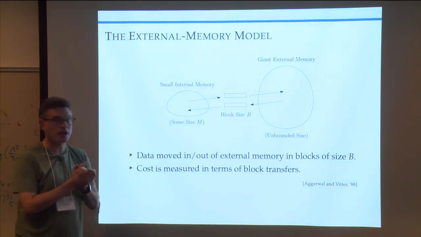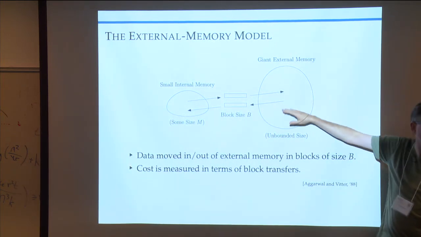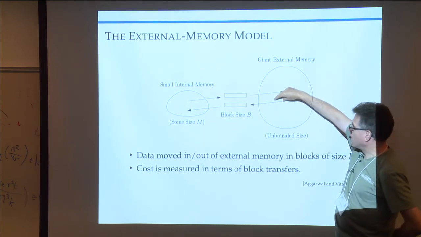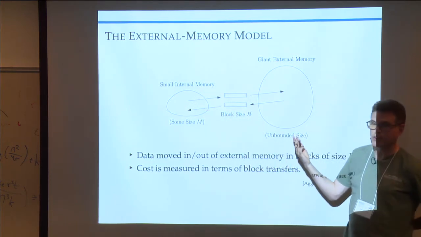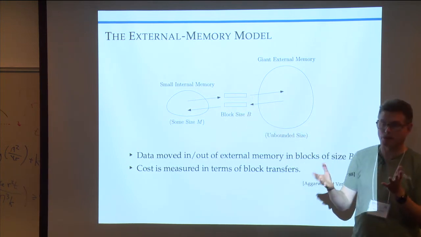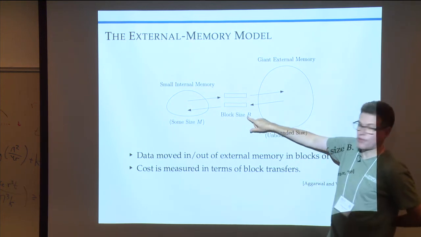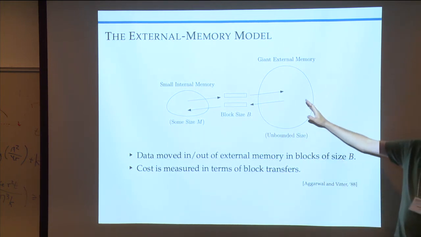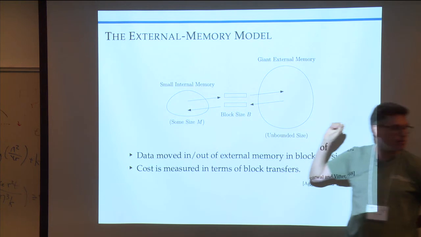When you operate on your data structure, most of the data structure is stored here in external memory. So if you want to access some data, you first need to bring the data into the internal memory, and then you can access it. And you transfer data between these two levels of the memory hierarchy in blocks of some size B. So we're always going to transfer contiguous chunks of data, and the size of a block is B.